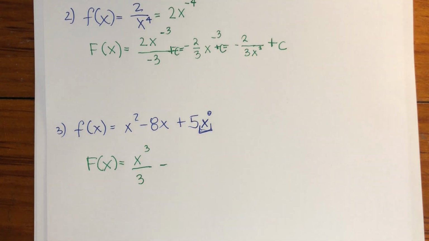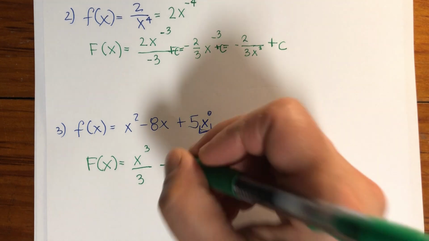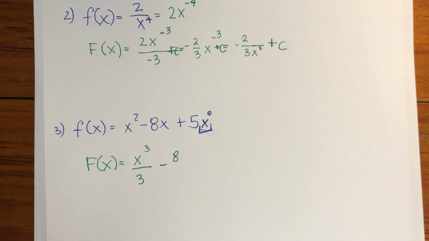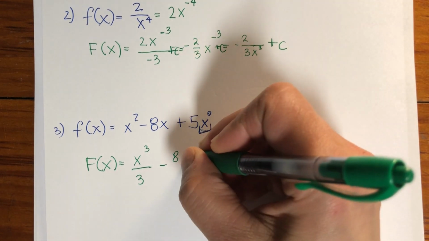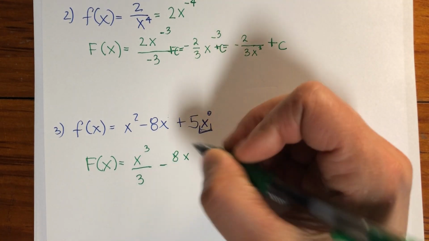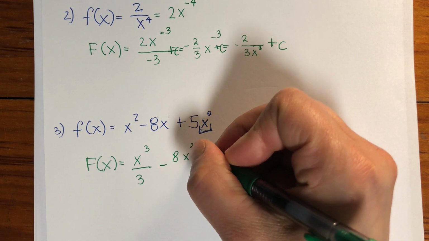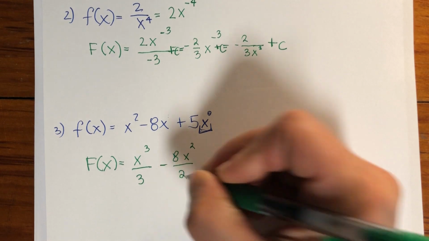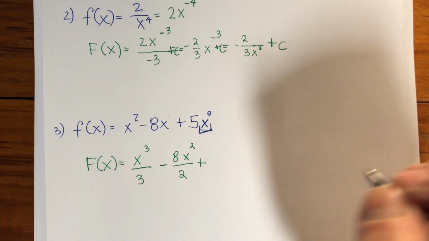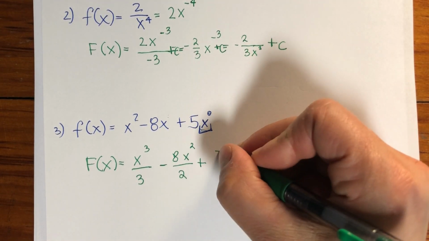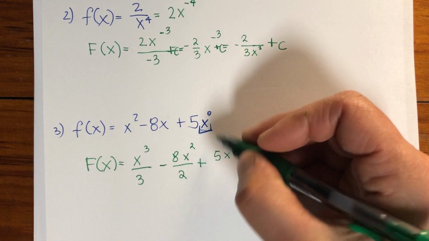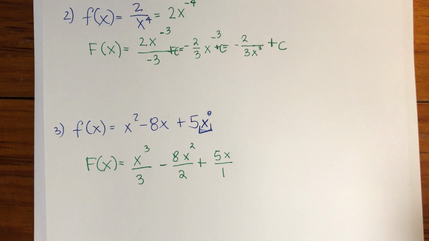Minus 8. Then I am going to do x to the power of, I will add 1 to this one that I had here, so that is going to be 2. And then I am going to divide it by 1 plus 1, which is 2. And then I am going to have 5 x to the power of 1, because I am adding 1 to the 0 that I have. And then I'm going to divide it by 1.